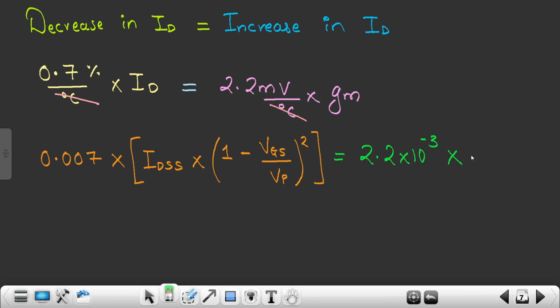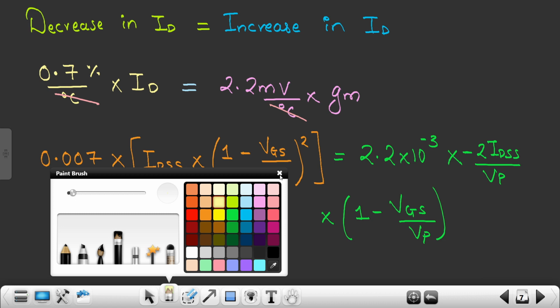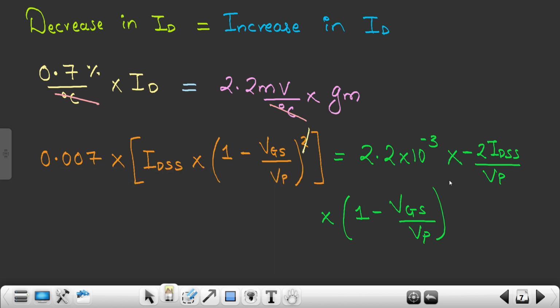And if you remember the formula of GM, it is minus 2 IDSS by VP into the bracket, 1 minus VGS by VP. So you can clearly see when I equate these two equations, I can easily cancel this square and I can easily cancel this 1 minus VGS by VP, right? So what we are left with is this.